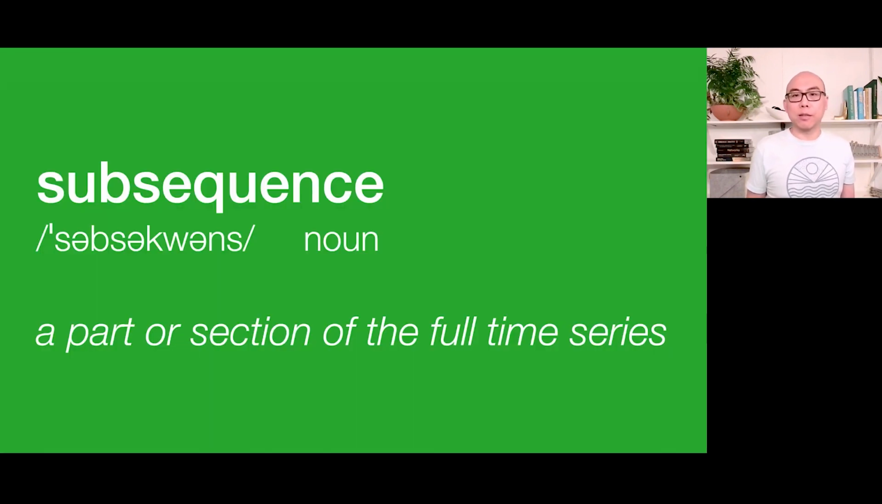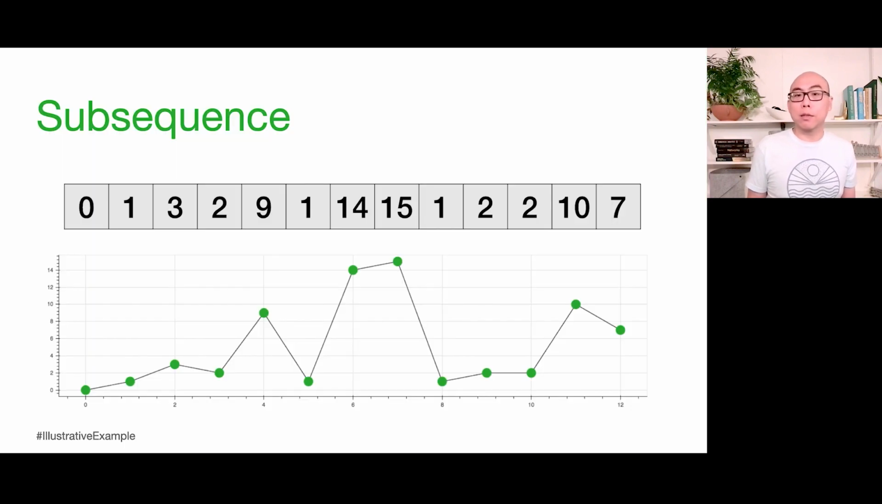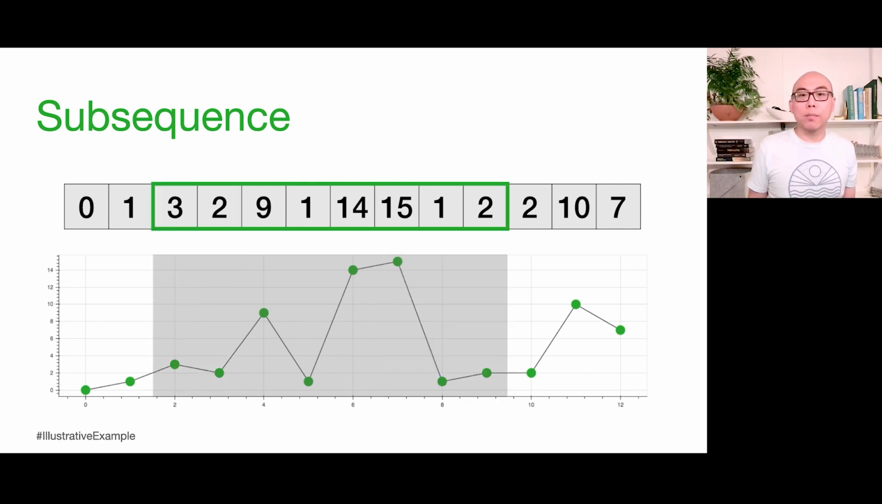Let's start off with a definition. A subsequence. And you're going to hear me say this word many, many times. So a subsequence is simply a part or section of the full time series. So for instance, this could be a subsequence. This could be a subsequence of length 3. This could be a subsequence of length 8.